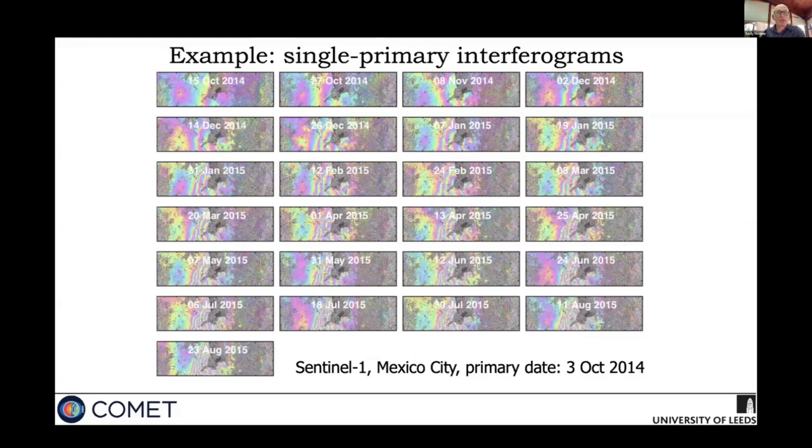Okay, so here's an example of what those interferograms might look like. This is an example for Mexico City. Yeah, actually, there's quite a bit of coherence and quite a lot of substance going on there. So lots of fringes.